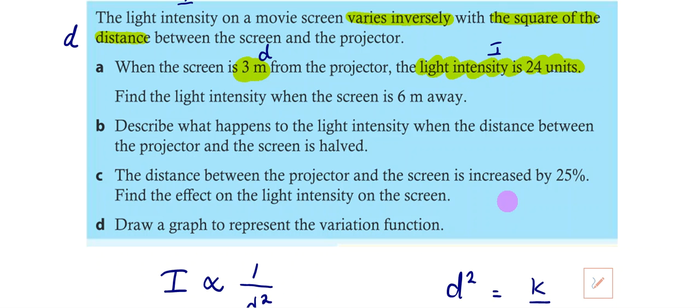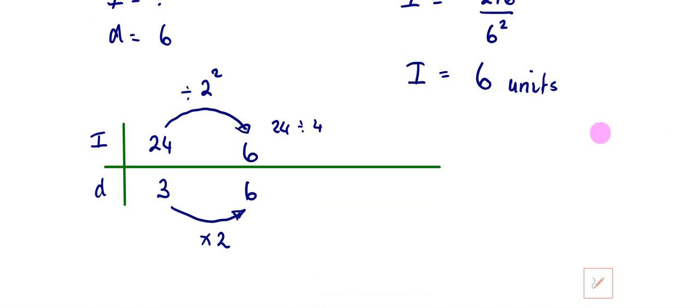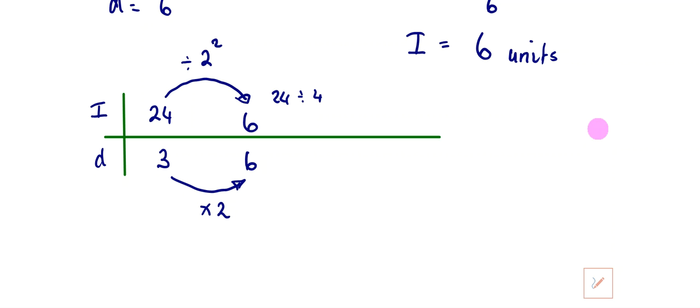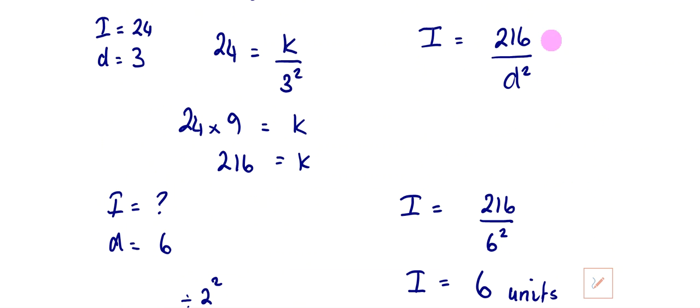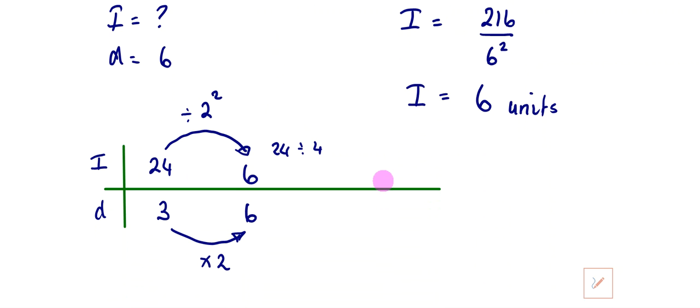describe what happens to the light intensity when the distance between the projector and screen is halved. Alright? So now we've got a couple of options with that. We've got a formula now, right? We've got this formula, we could just put it in. We can put in some arbitrary values. We've got some actually. So if the distance is halved, what method can we use now?